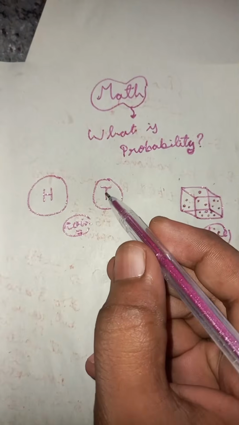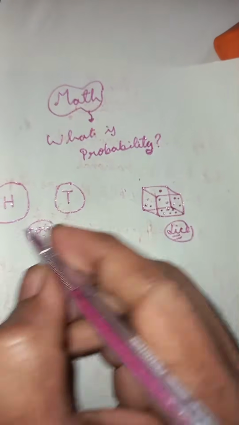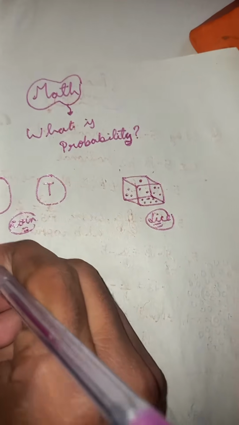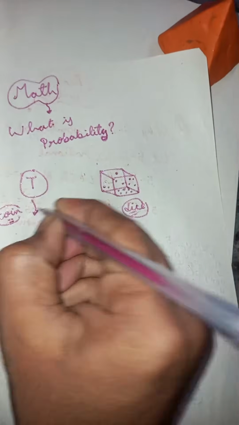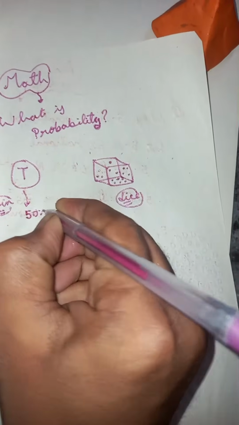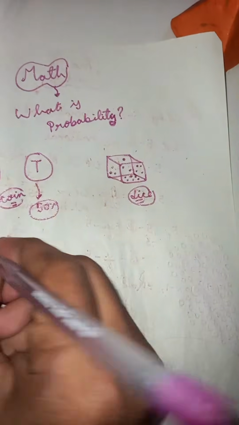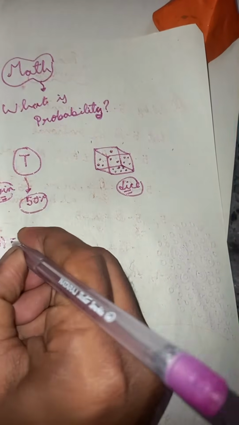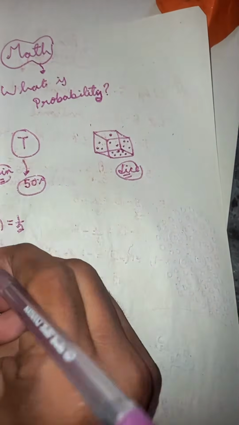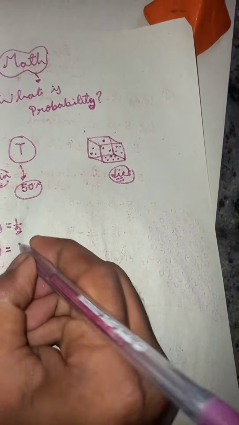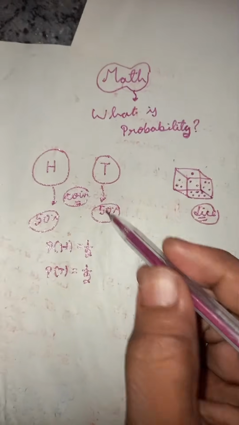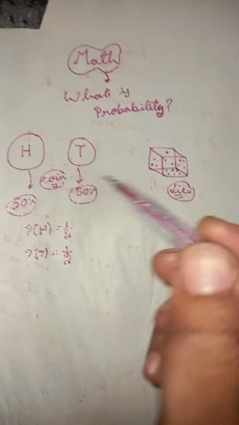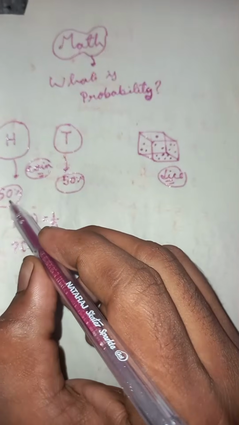When you flip a coin, you get head or tail. That is known as a 50% chance of getting head or a 50% chance of getting tail. The probability of getting head is a half, and the probability of getting tail is nothing but another half. This is the story of the probability of getting head or tail. Probability is nothing but a game of chance.